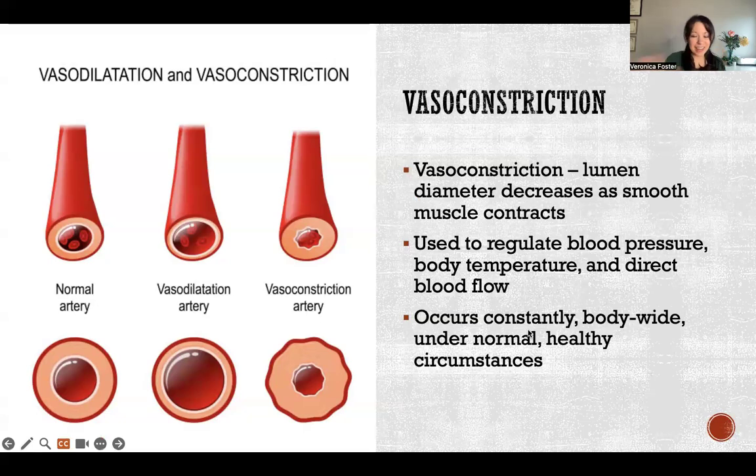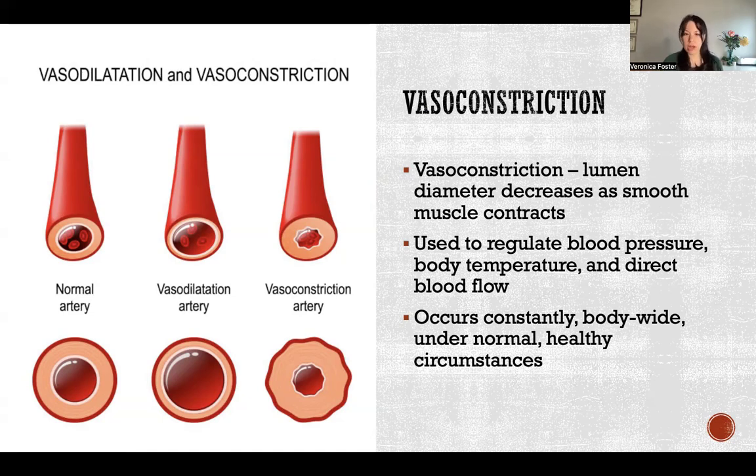Now, this is happening constantly throughout the body. It is just a normal function of blood vessels. That happens all the time under normal, healthy circumstances to regulate blood pressure and body temperature. So we divert blood flow away from the skin and towards our visceral organs when we're cold. When we're hot, we send more blood out to the surface of the skin so that we can radiate heat off. So we regulate body temperature that way.